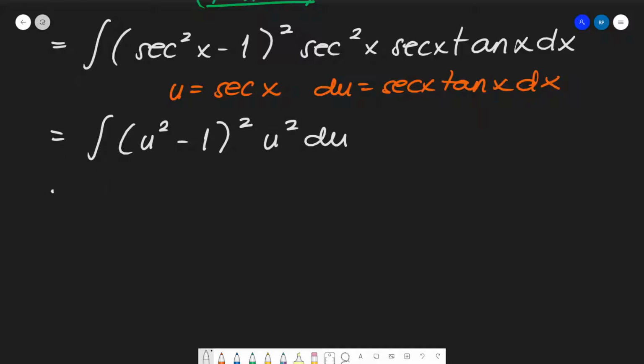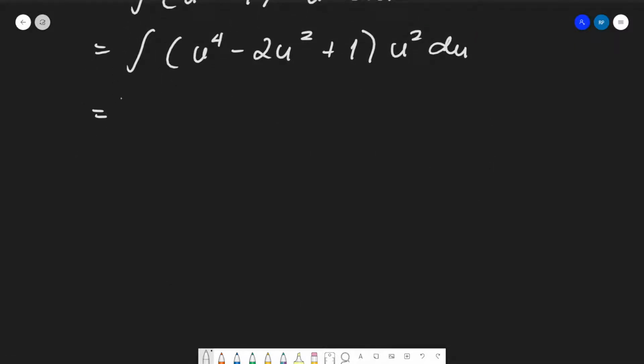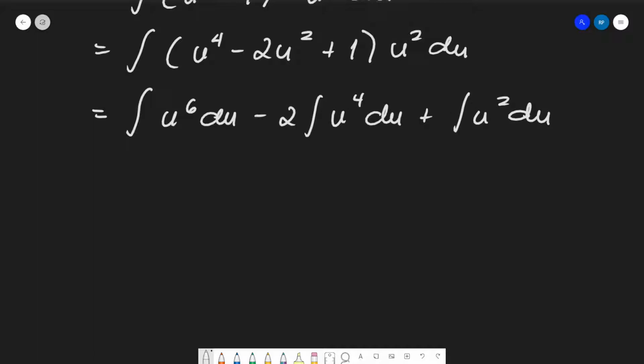Now, mas simple na siya. Tapos, expand lang natin yung ating square of a binomial. We have u to the fourth minus 2u squared plus 1 times u squared du. Tapos distribute lang natin for easier integration. Diba? We have u to the 6th du minus 2 times the integral of u to the 4th du plus u squared du. Yan. Then, ano nga yung u natin? Secant x, di ba? So, for our final answer, secant to the 7th over 7. Secant 7x pala.